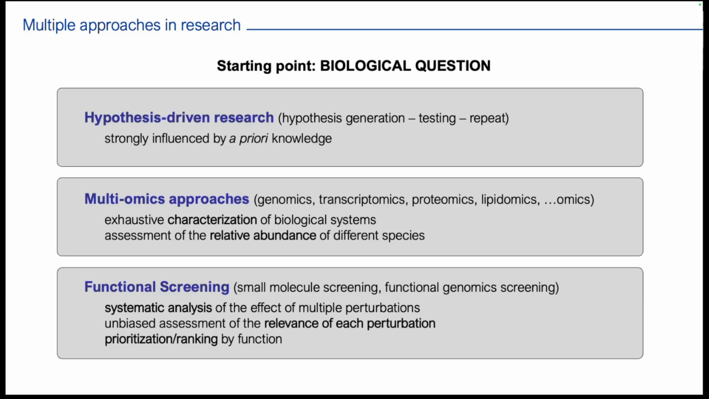We're really perturbing the system in a systematic way, either with small molecules or with genetic or genomic screenings. And then what we are able to evaluate is the relevance of each of these perturbations to the phenotype or to the cellular process that we are studying. And more than that, without any a priori knowledge, we can rank the molecules by their potency.